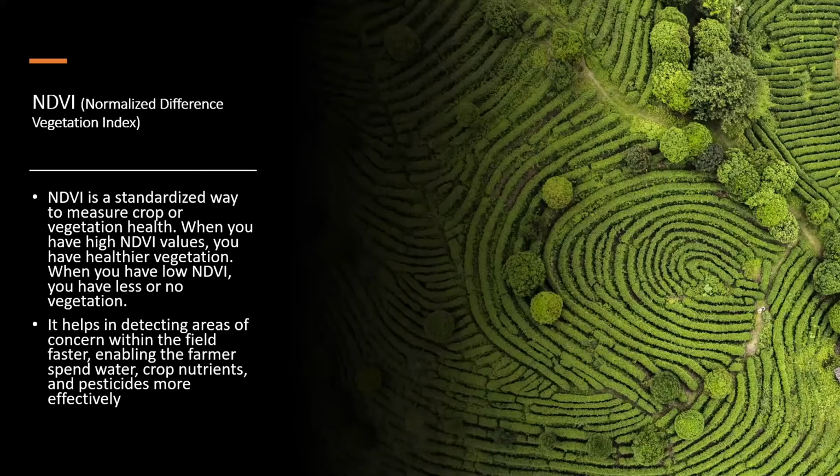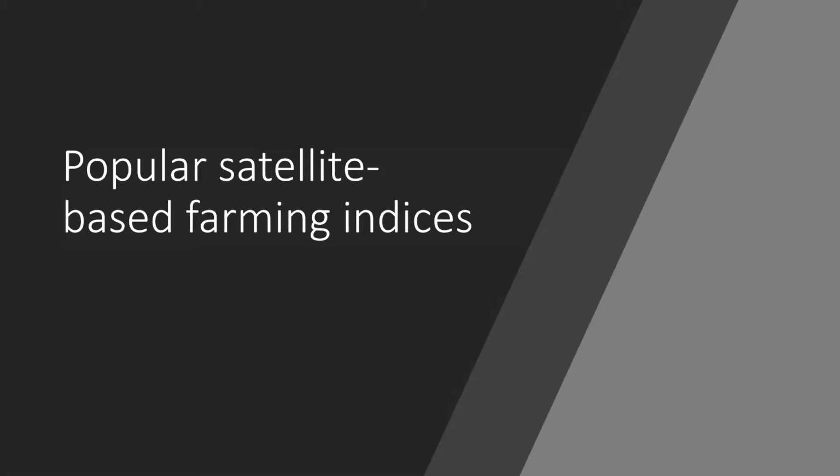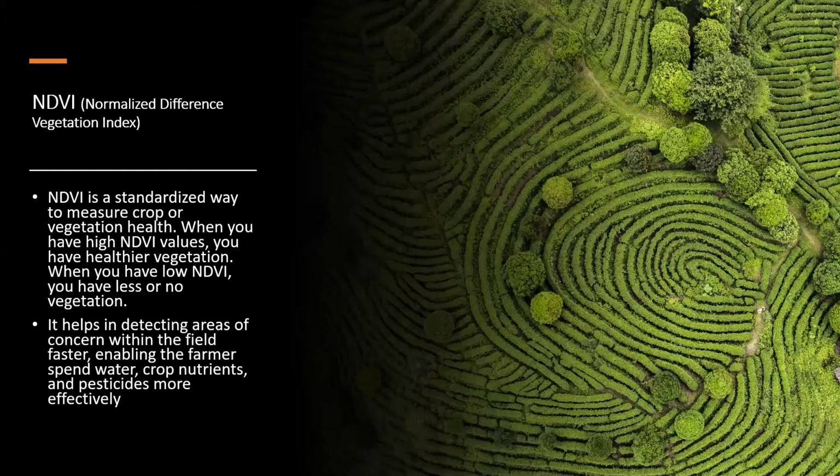On this next slide, we are going to have a look at the popular satellite-based farming indices. The first index we're going to talk about is the Normalized Difference Vegetation Index, or the NDVI. NDVI is a standardized way to measure crop or vegetation health.